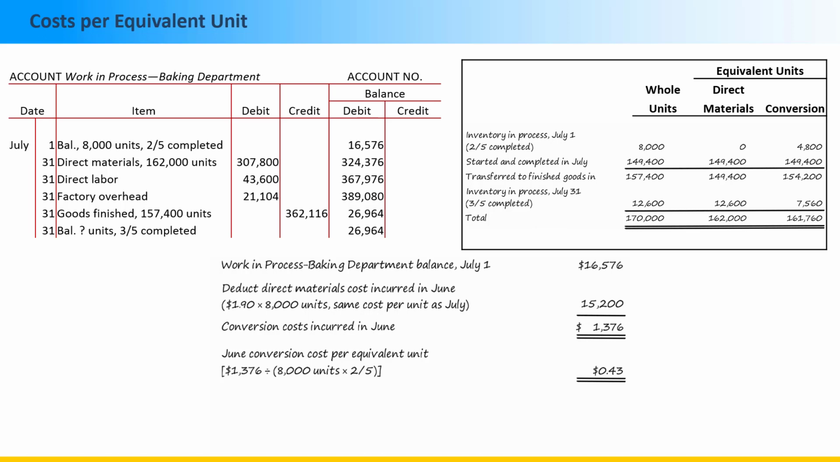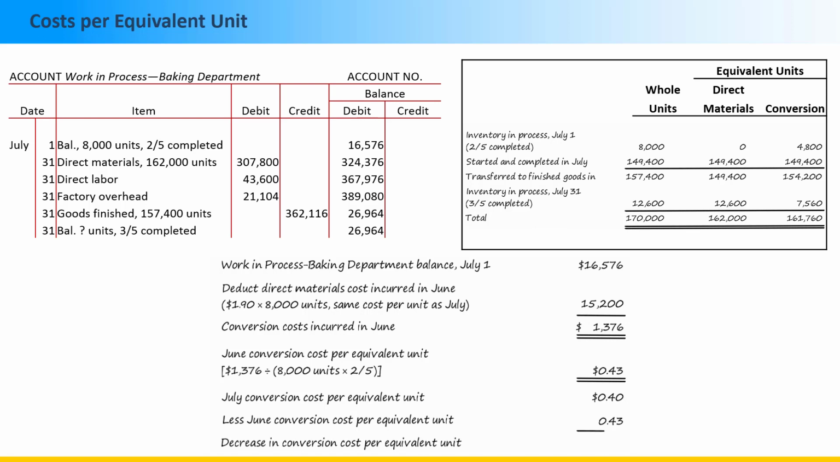We have already calculated the July conversion cost per equivalent unit as 40 cents. From this, we deduct the June conversion cost per equivalent unit of 43 cents. Thus, we determine the decrease in conversion cost per equivalent unit as 3 cents.